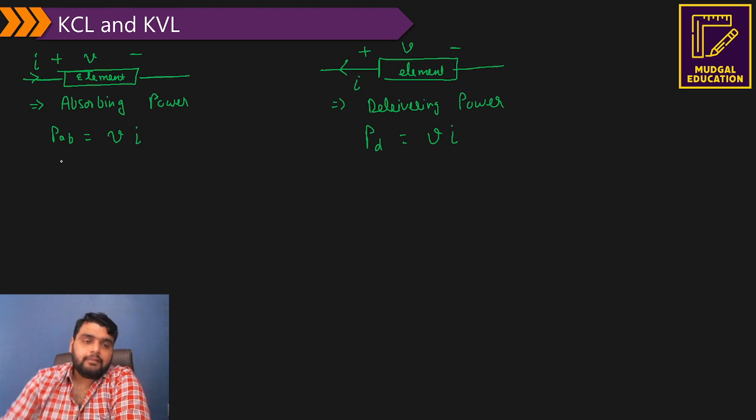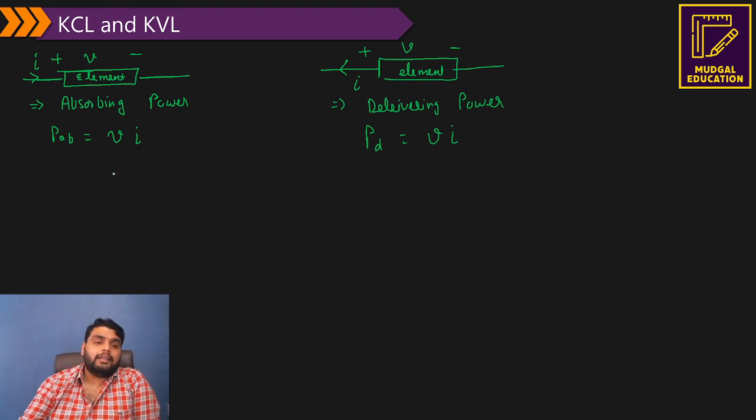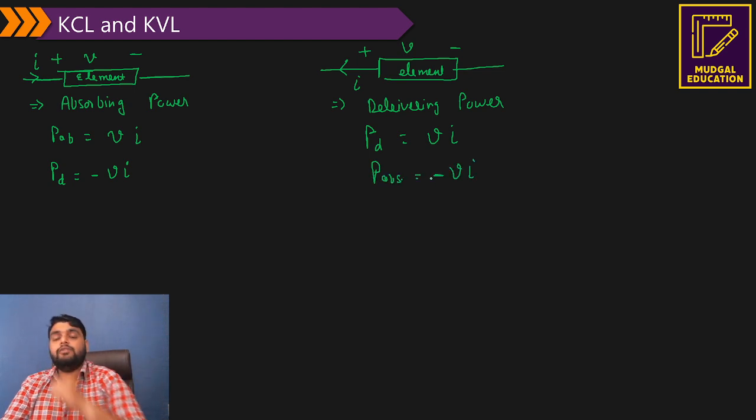Now, since we know the conservation of energy principle, power can neither be created nor be destroyed. So I can also say the same power in a negative sense has been delivered here, minus VI. Simple point. Power can neither be created nor be destroyed. So if you are absorbing the power, the same amount of power you are delivering in a negative sense. So here you can see very carefully. If this is absorbing the power VI, then the power delivered will be minus VI. The same thing is happening here. If this element is delivering the power, then the same amount of power is absorbing here, which is minus VI.